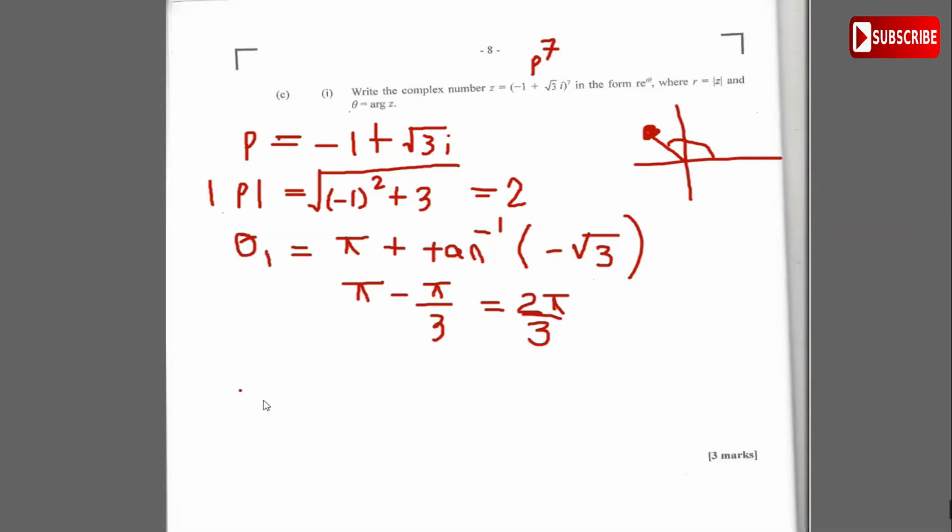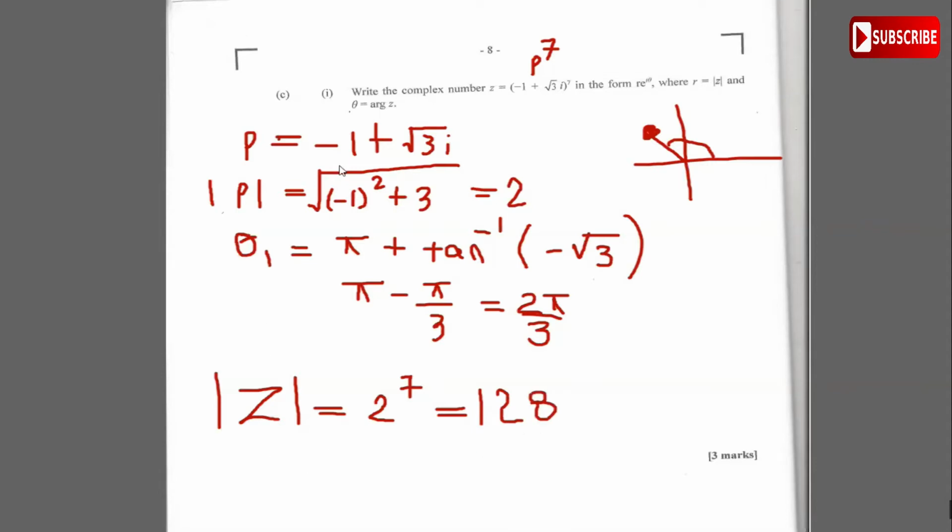So the modulus of z now is going to be equal to, remember it's being raised to the 7th power, so it's going to be 2 to the 7th power. Put in my calculator, 2 to the 7th, that's 128. That's the modulus of z. Really sad I didn't remember that.